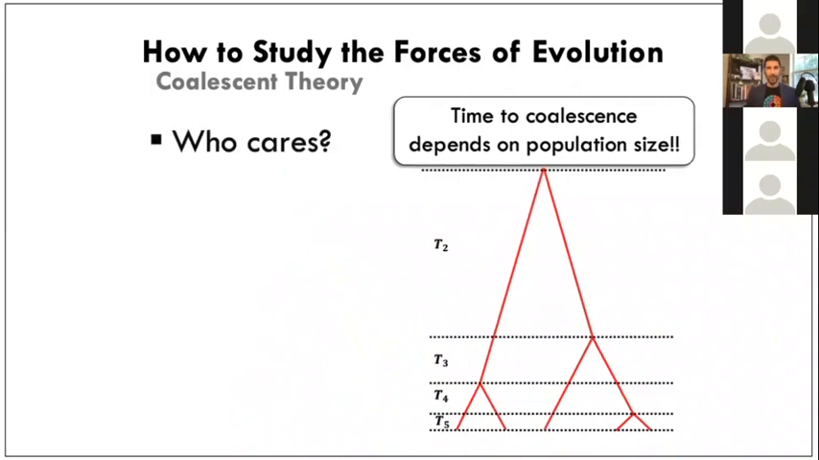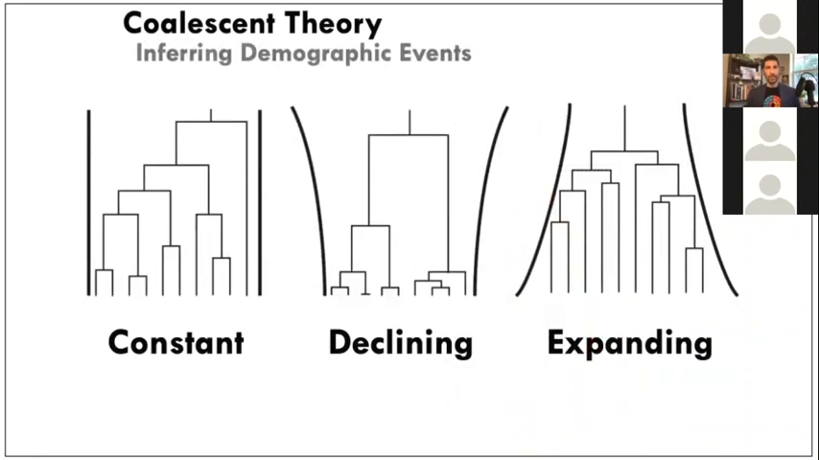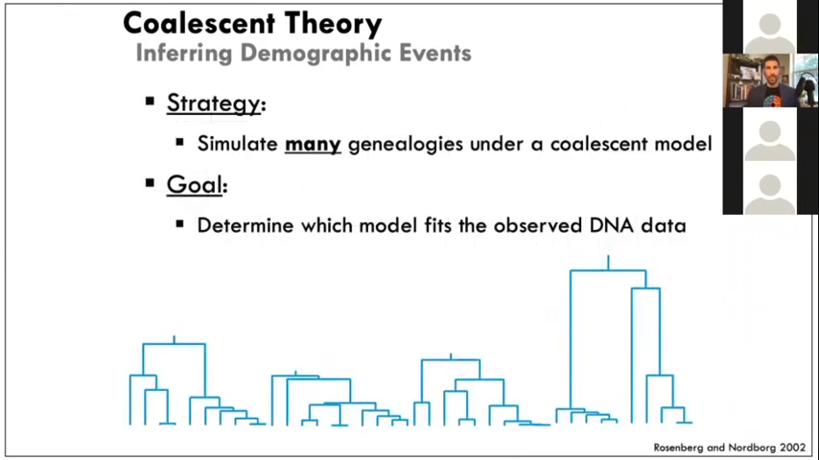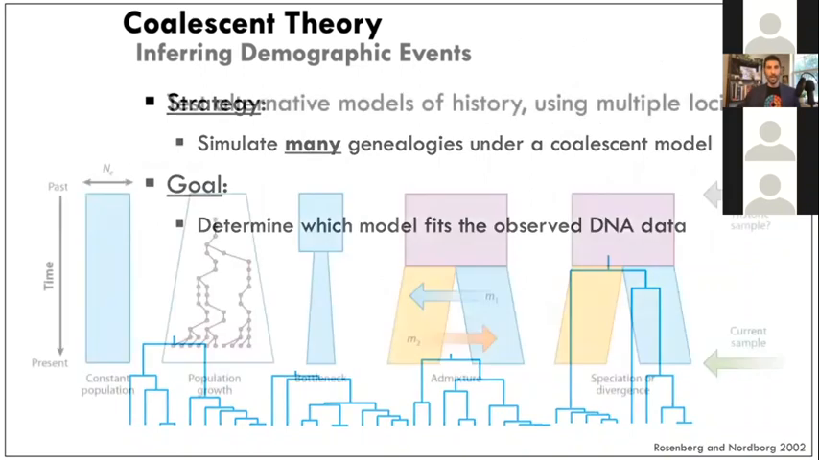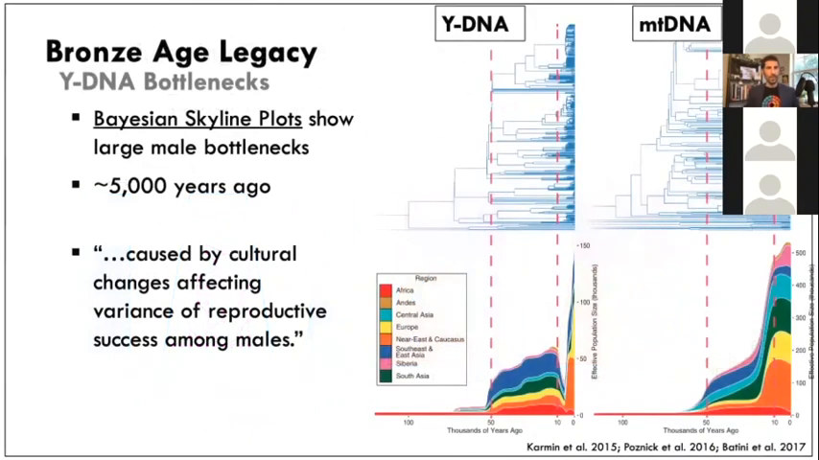So why do we care? Well, because we can detect these changes, for example, bottlenecks, and we can do some really cool stuff. We can detect what happened, demographically speaking. We can detect if there was a declining or an expanding population. We can simulate many random genealogies under a model, and determine which of those genealogies fits the observed DNA data pattern the best. And we can decide: was there population growth, a bottleneck, gene flow or admixture, simple divergence, and so forth. And we've done this multiple times.